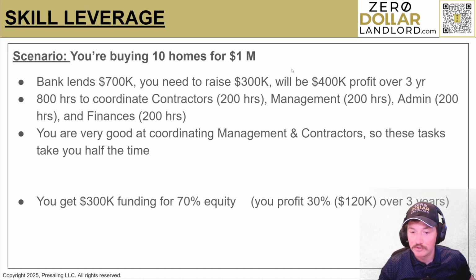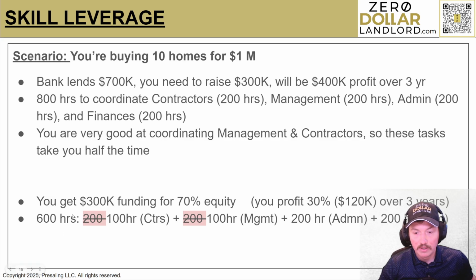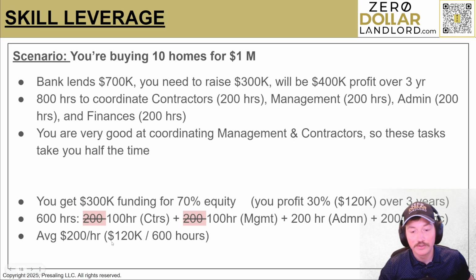So you need 300K, and you're going to go to somebody else and say, hey, I'm going to do a split with you. I'll take 30%, you take 70%. They say yes. Also, remember, you're good at contractors and management, so you can do those in half the time. So it looks like $200 an hour, which is a pretty good rate. That's 120K profit over 600 hours.